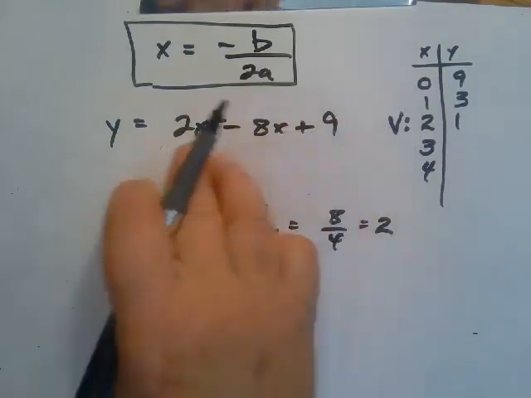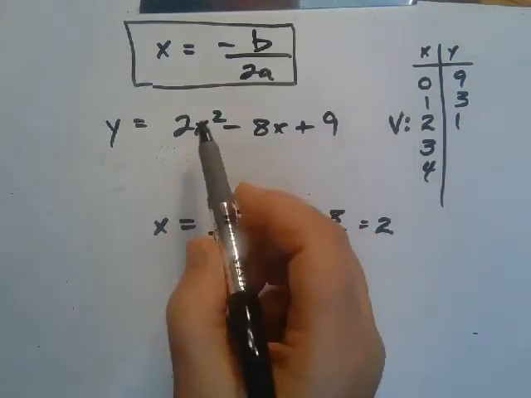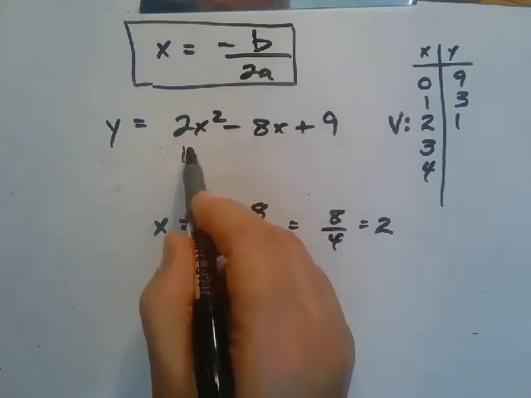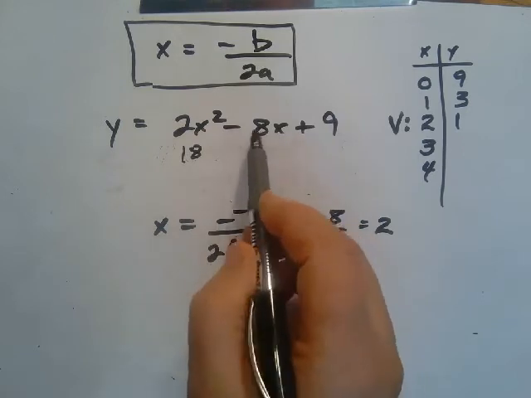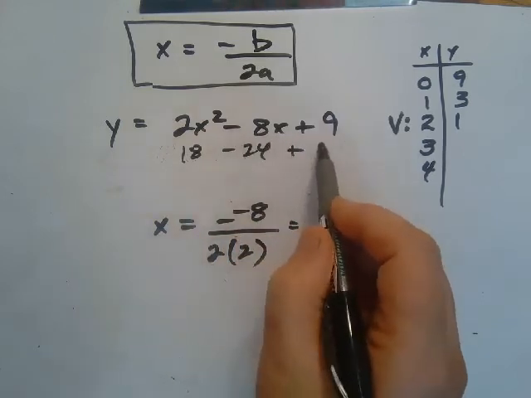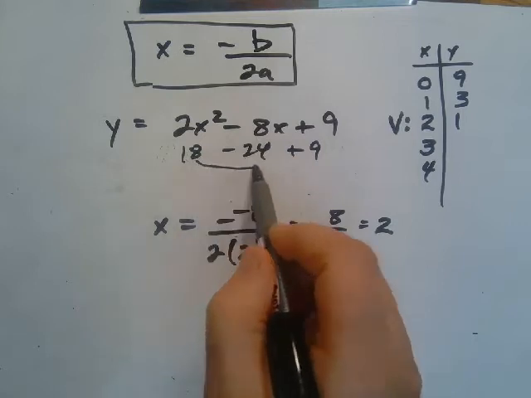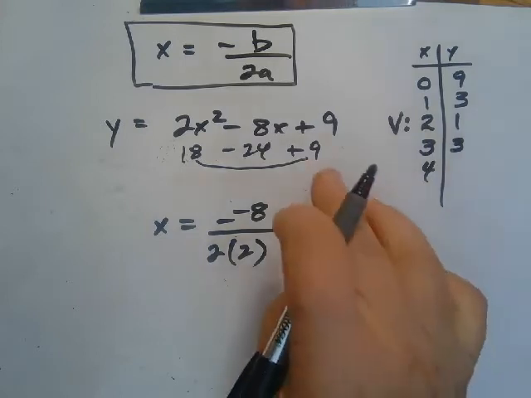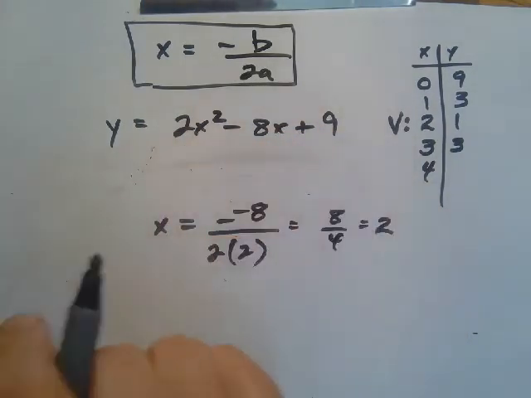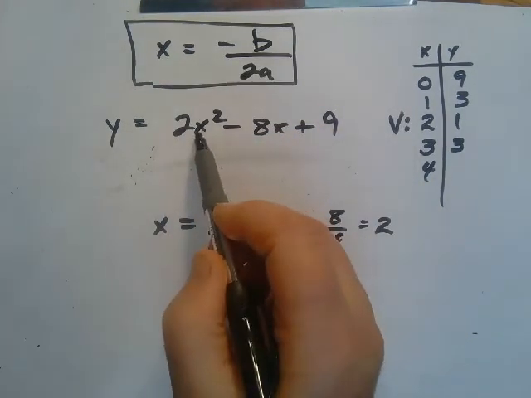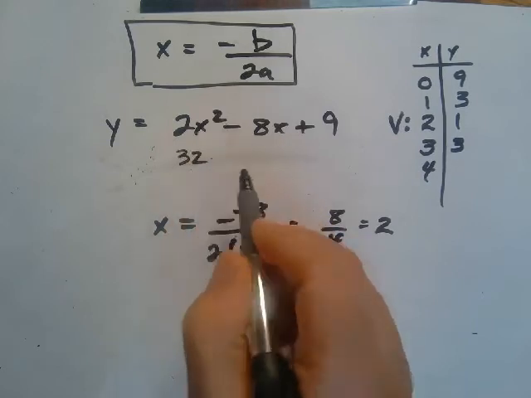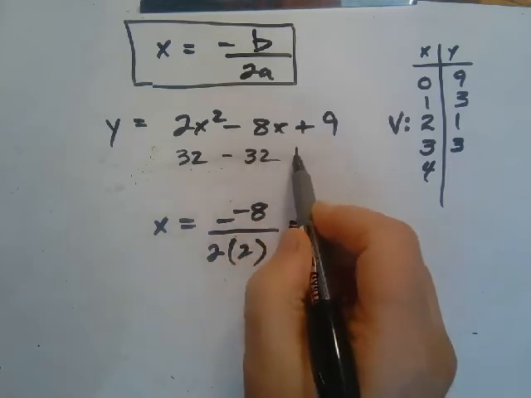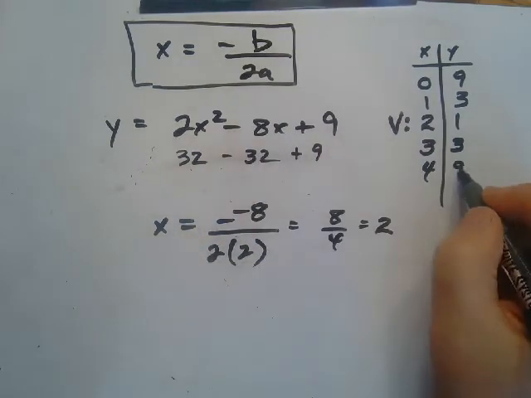Let's put 3 in there. Now I'm suspecting that 3 is going to give me 3. Let's find out. 3 squared is 9. 9 times 2 is 18. Negative 8 times 3 is negative 24, plus 9. That's 27, minus 24 is 3. Yeah, I got 3, that's right. And then let's put 4 in there. 4 squared is 16 times 2 is 32. 4 times negative 8 is negative 32, plus 9, that's 0 plus 9 is 9.